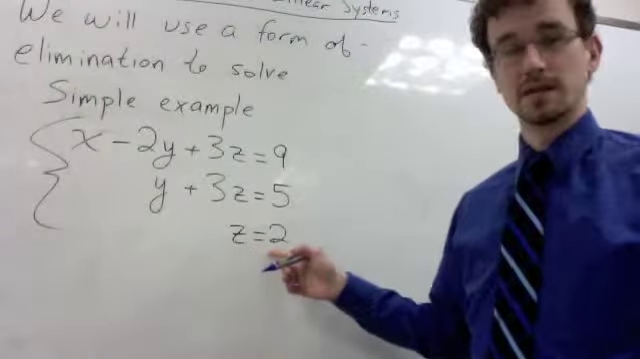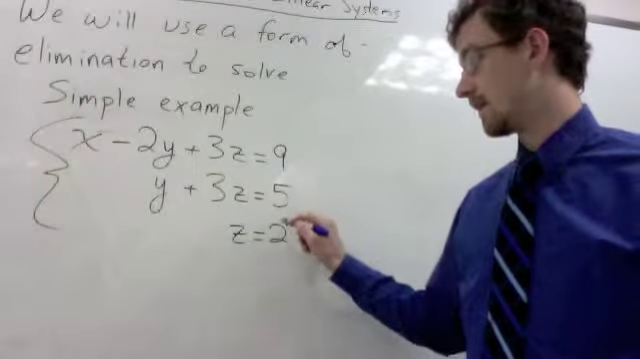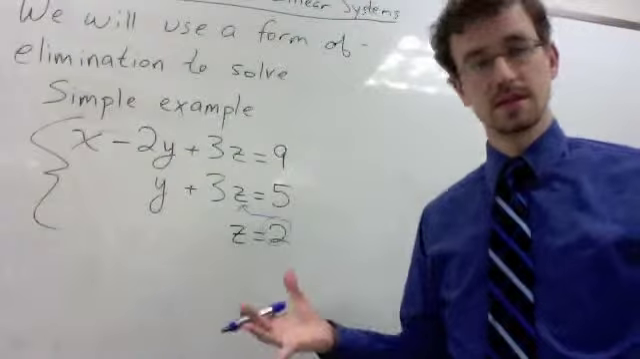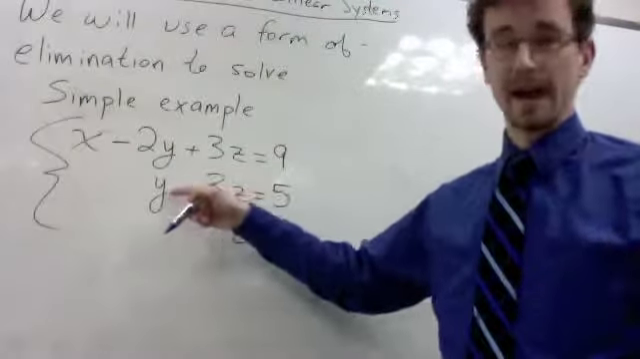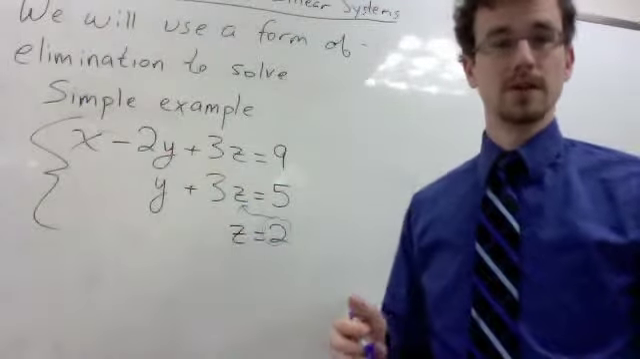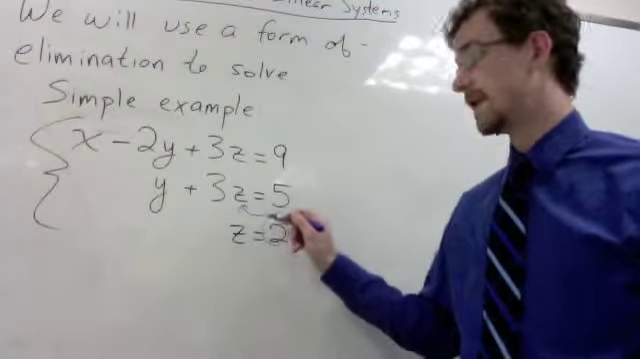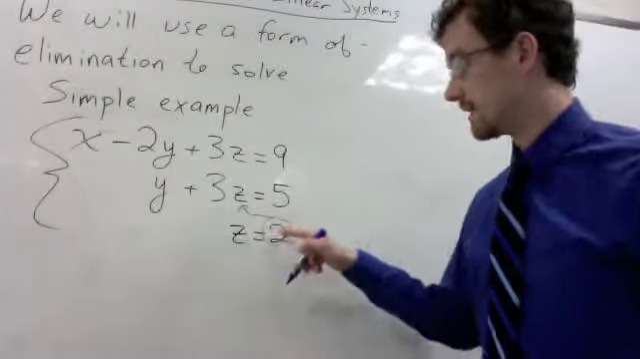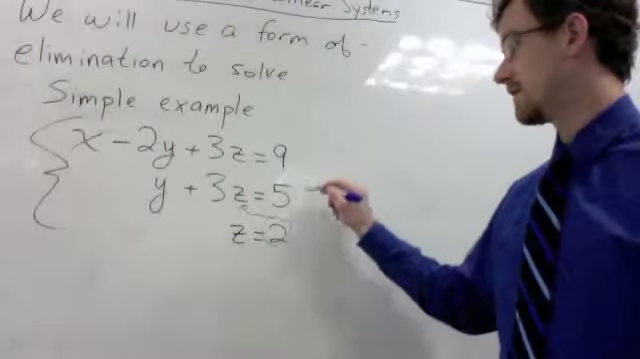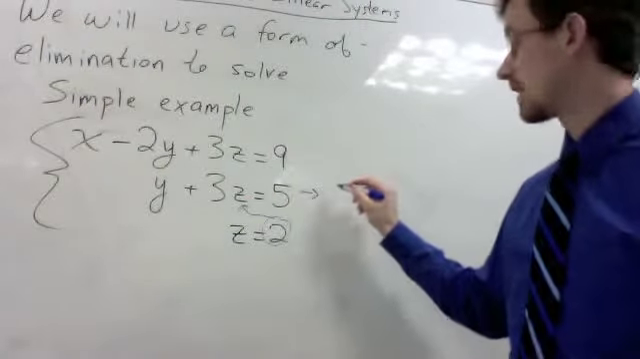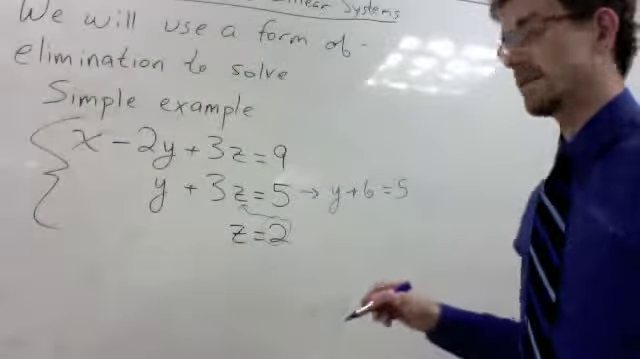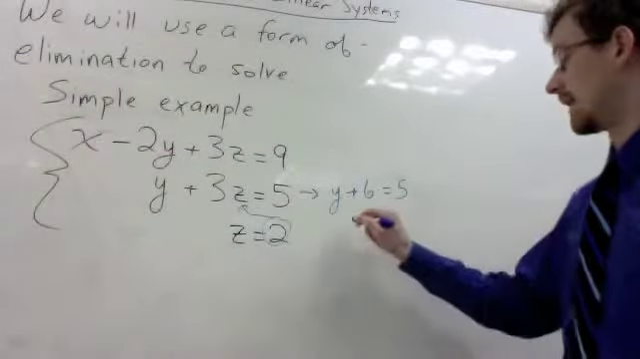We know that z equals 2, so we can take that z value, plug it into the next equation up, solve for y, and once we have y and z, we can plug those into the first equation to solve for x. This is called back substitution. So let's go ahead and run through this. z is 2. This second equation gives us y plus 6 equals 5. So y equals -1.